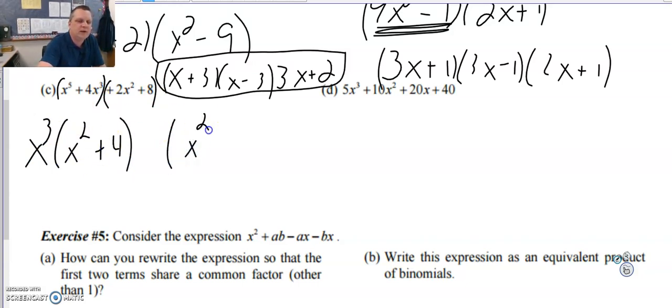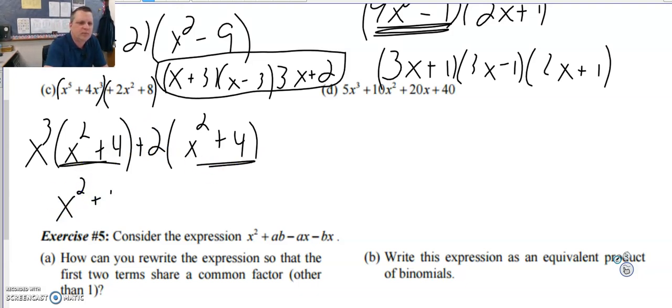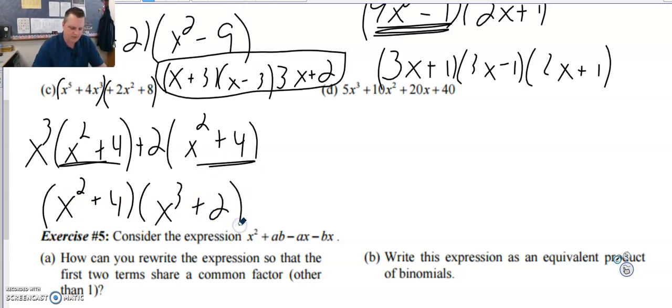Okay, so you want to see if you get an x squared plus 4 left in the second two, and what you could take out is a positive 2. So you take out the positive 2, and you have your x squared plus 4, and then x cubed plus 2, and that's how it factors.